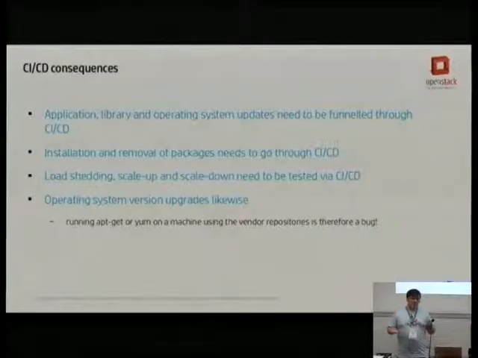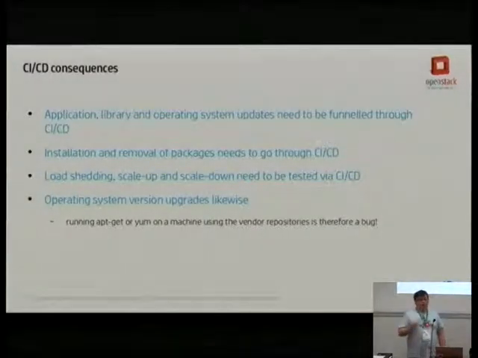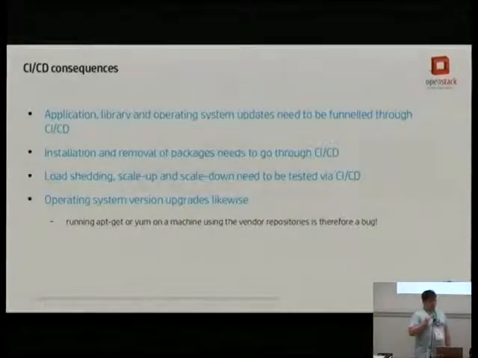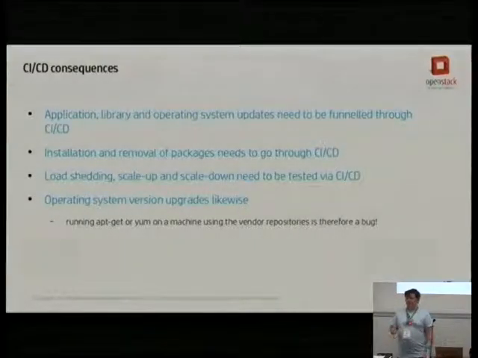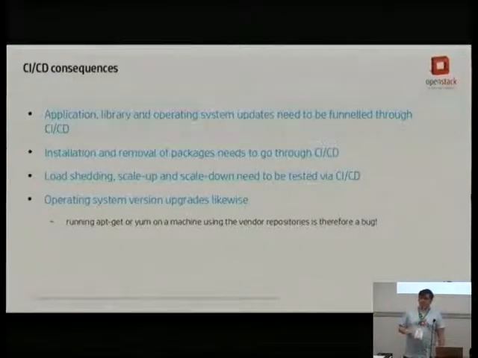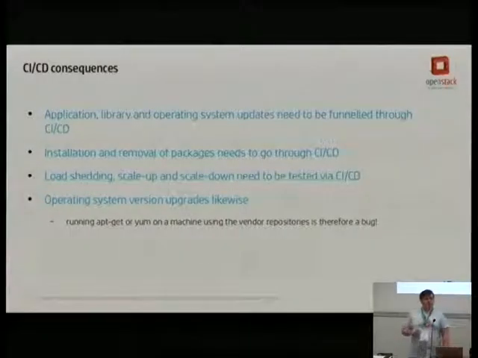And the kind of big one, when you're doing a full operating system version upgrade, RHEL 5 to RHEL 6, Ubuntu 12.04 to 12.10, yeah. It's got to go through the same thing. And the bit that I think a lot of people don't get is that really running apt-get or yum on a machine using vendor repositories is a bug in a continual deployment environment, because you're bypassing all of your QA. You're getting rid of all of the safety net that lets you do CD with confidence. So anyone who says, but I need to go in on that machine and install a package, is actually entirely missing the point.